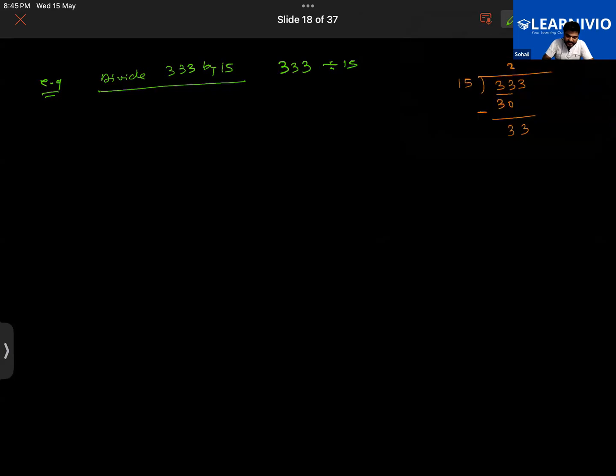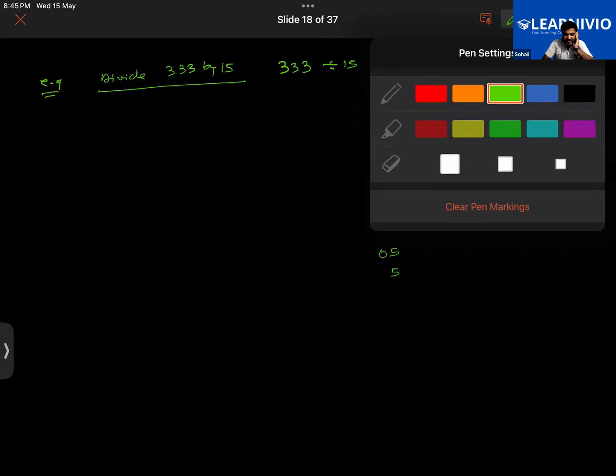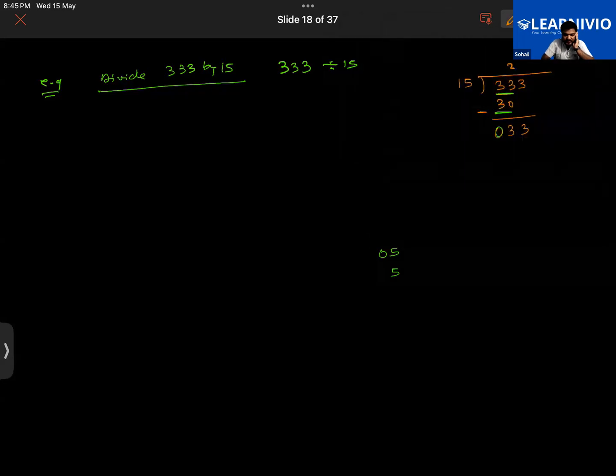Let me mark this over here. Subtraction is 3, so placing 3 between the first two digits only. But 3 minus 3 is 0, correct? We can write it over here. Even if you don't write it, it will not create much difference. Whether I write 05 or 5, both are the same thing. But for the sake of convenience, if you are getting confused, you can write it.